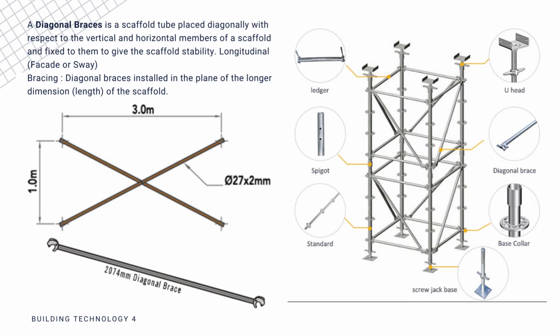So next here is the bracing. Diagonal braces is installed in a plane of the longer dimension length of the scaffold. Okay, so that is it. This is where it is located, the diagonally positioned one. That is the diagonal brace, as you can see in the picture.